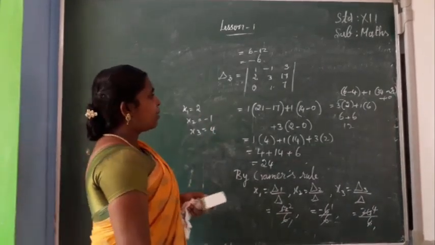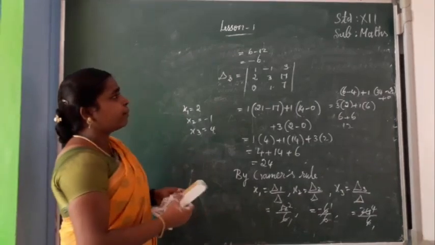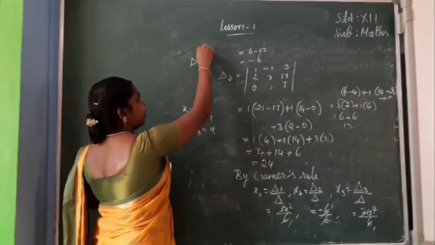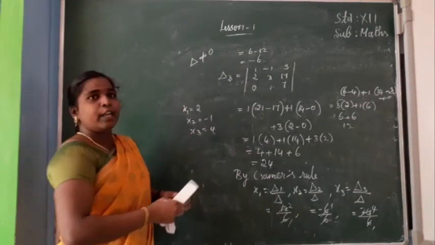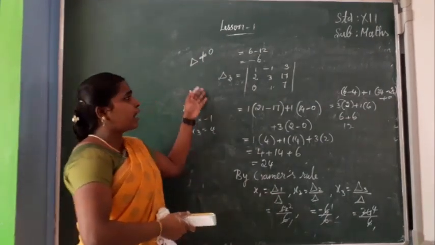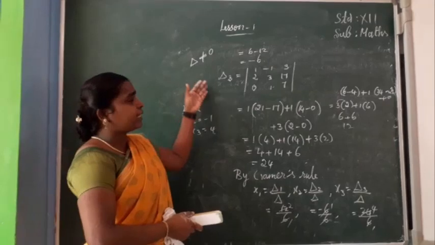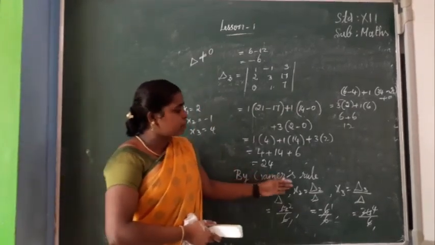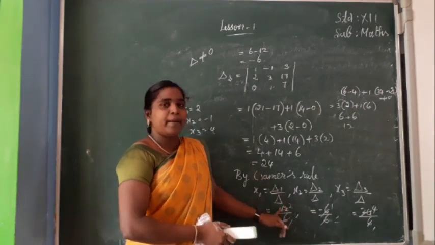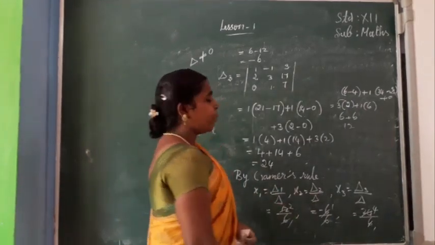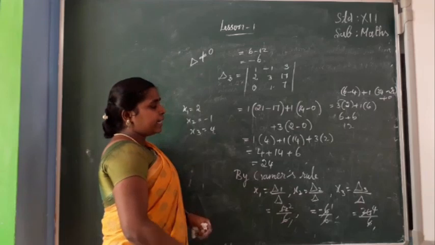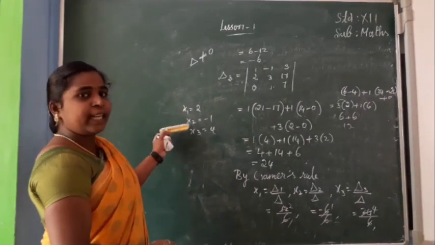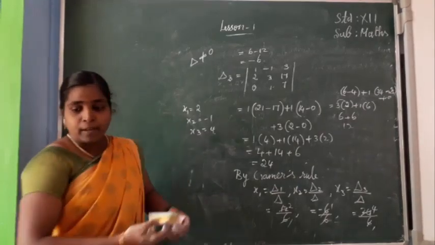So Cramer's rule means first you have to find the determinant delta. After getting delta, you have to check whether it is equal to 0 or not equal to 0. If it is not equal to 0, you continue. So find delta 1, delta 2 and delta 3. After getting the 3 values, you use Cramer's rule: x1 means delta 1 by delta, x2 means delta 2 by delta, x3 means delta 3 by delta. You substitute all the values and simplify, and you will get the unknowns. Okay, next problem.